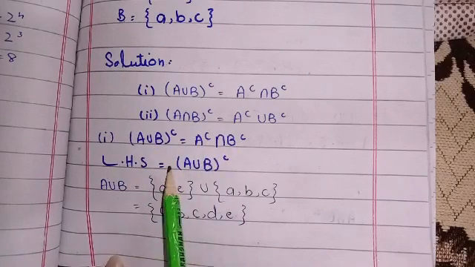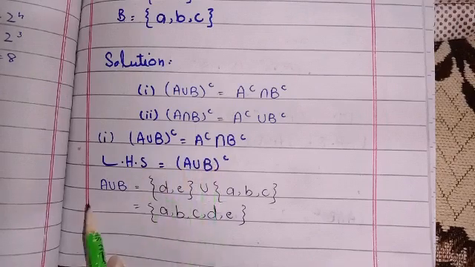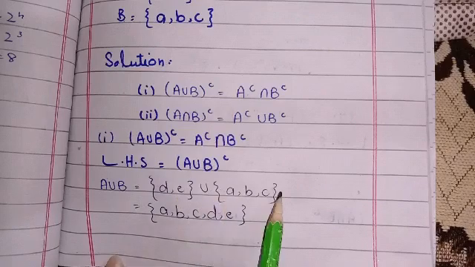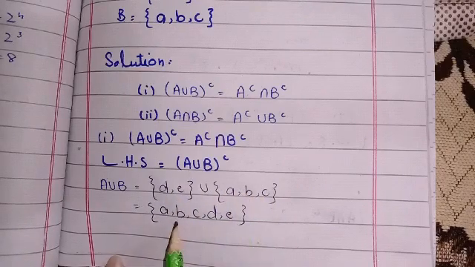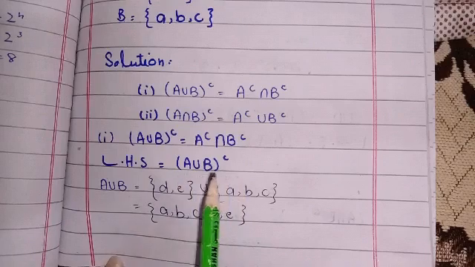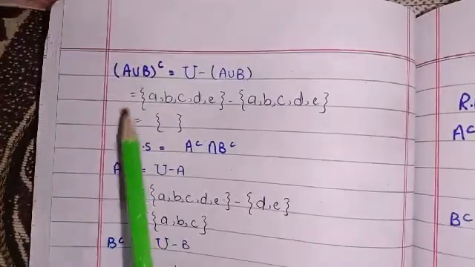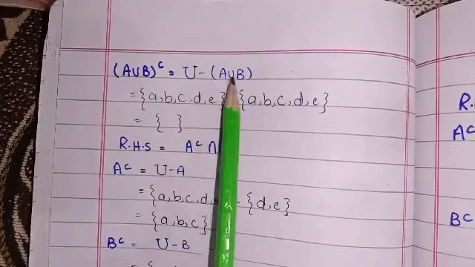Here is our left hand side which is equal to (A union B) whole complement. First we will find out A union B. Here is our A set and union, here is our B set. By combining all the elements of sets A and B, we have our resultant set having elements A, B, C, D, E. Now students, we have to find out the complement of A union B. Here we go.